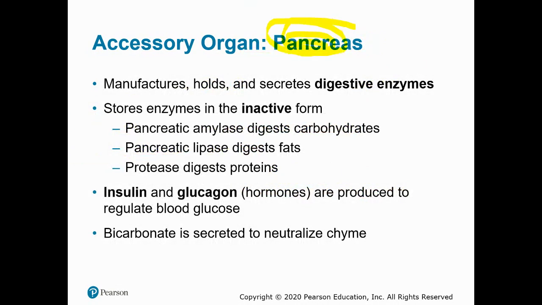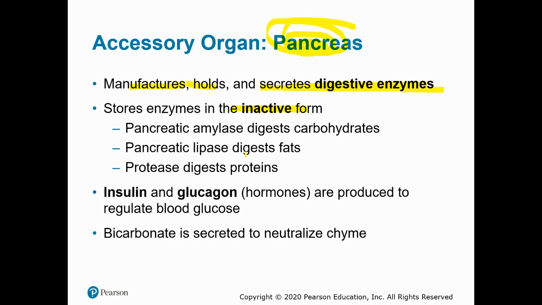All right, the pancreas, this is a major accessory organ. So it makes, stores, and secretes most of the digestive enzymes. It stores them in an inactive form, so that once they're released into the small intestine, they can then become active there, right? Because we don't want the digestive enzymes working in the place where they're stored. It'd be like, if you had a chemistry lab or even just a lot of things we have at home, like different solutions or cleaning agents, you don't want those cleaning agents just acting willy-nilly in the closet where you're storing them.